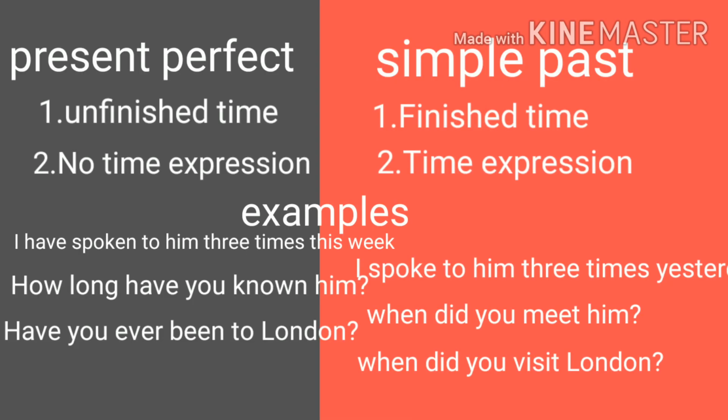Now let's see the difference between present perfect and simple past. Present perfect is used in unfinished time, number 1, and simple past is used in finished time. Number 2, no time expression is seen in present perfect, but in simple past, time expression is given. Examples. I have spoken to him 3 times this week. This is present perfect. Another example is, how long have you known him? Have you ever been to London? These are present perfect tense.